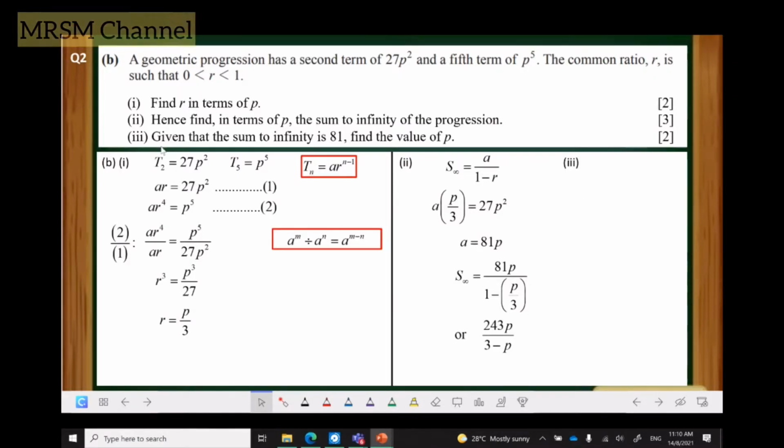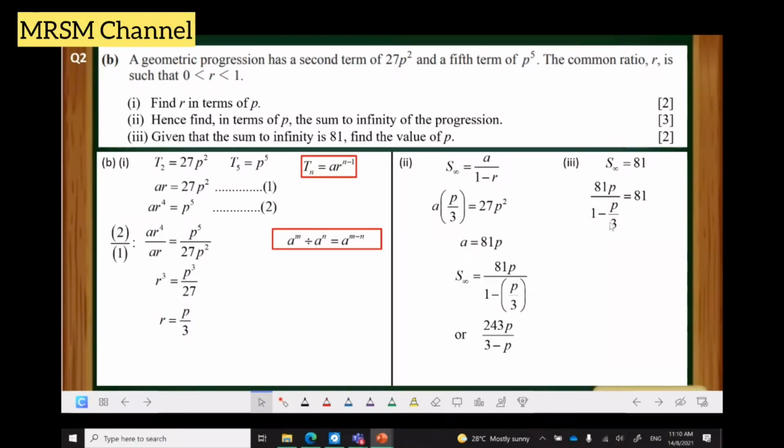Okay. The third one, dia kata given that the sum to infinity is 81. Dia dah bagi dah. S infinity ni is equal to 81. Find the value of P. Nak cari value of P, you substitute into this one. Okay, masukkan 81 sebab S infinity is 81. Alright, so apa dia S infinity? S infinity tu adalah 81P over 1 minus P over 3. This is equal to 81.